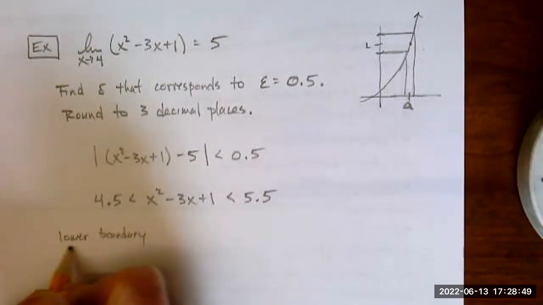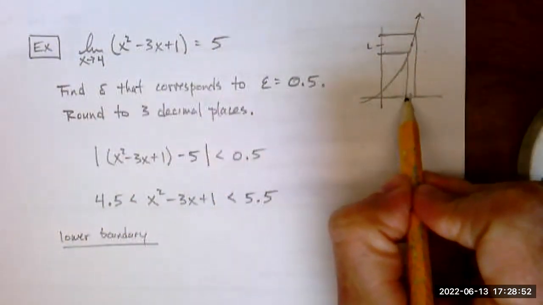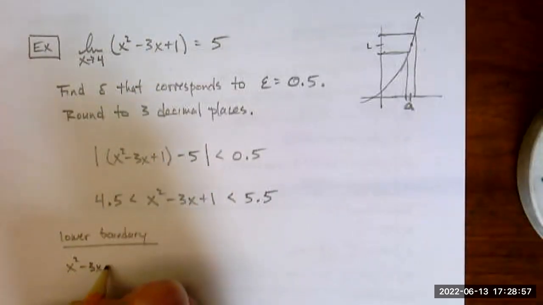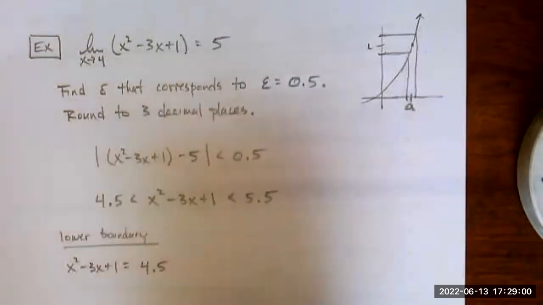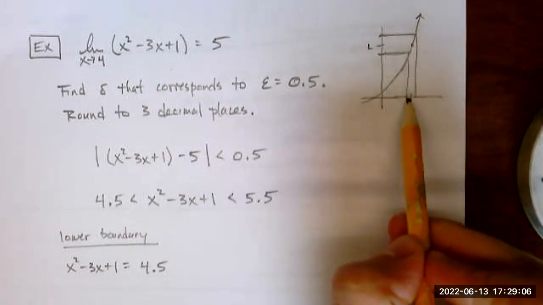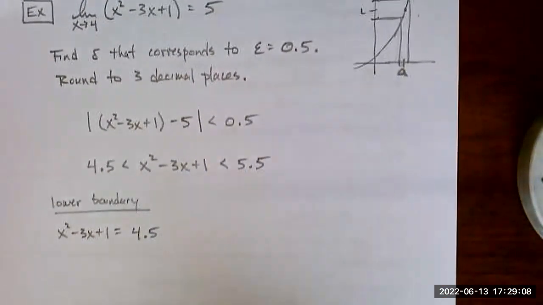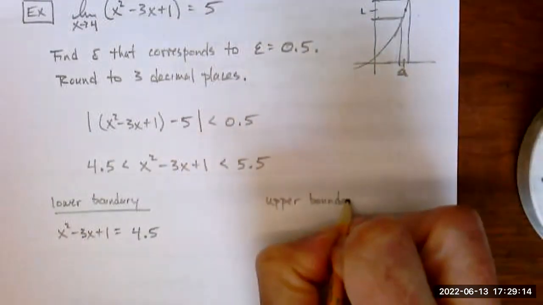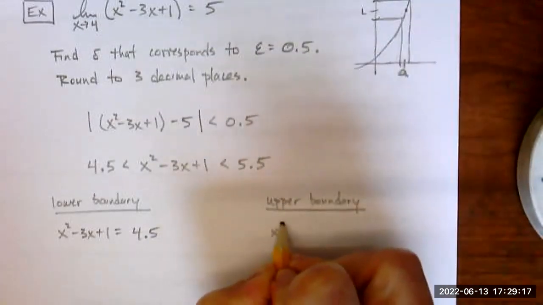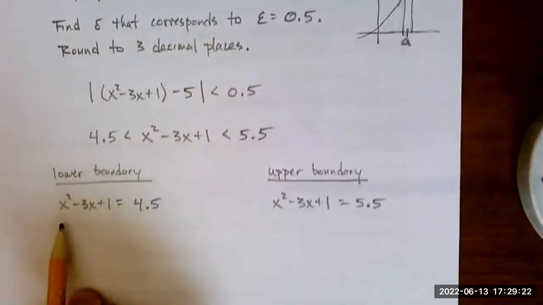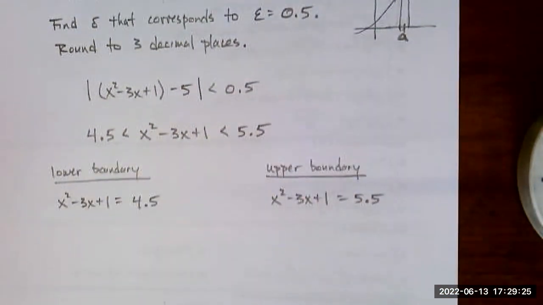talking about the lower boundary down here around A, that would be when my function is equal to 4.5. Where my function equals 4.5, what x value would that be? That's my lower boundary. My upper boundary of x is where my function equals 5.5. So what I'm going to do is just solve each of these separately. And then we'll have it.